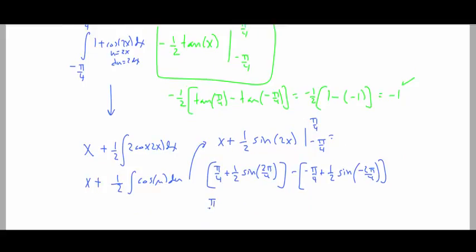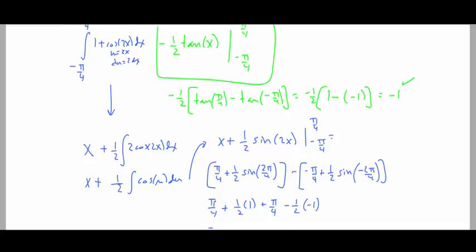So pi over 4 plus 1/2. Now 2 pi over 4 reduces to a half. The sine of pi over 2, or the sine of half pi, is 1. Minus a negative is the same as a positive. And then over here I have minus 1/2 because I'm going to take the negative and distribute it. The sine of negative pi over 2 is negative 1.